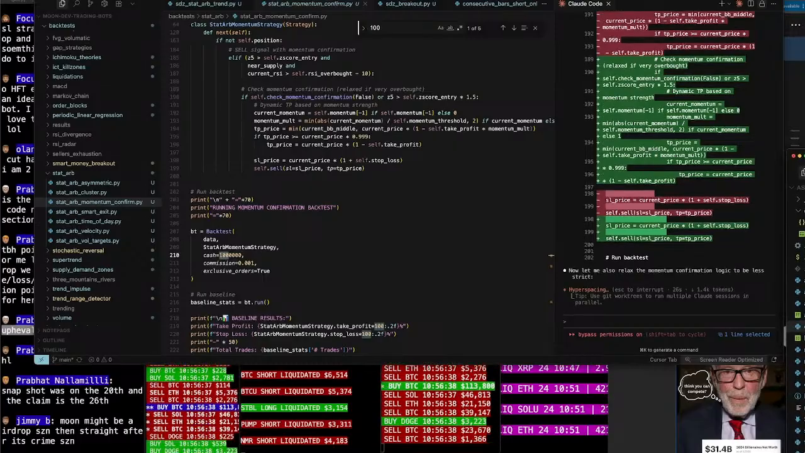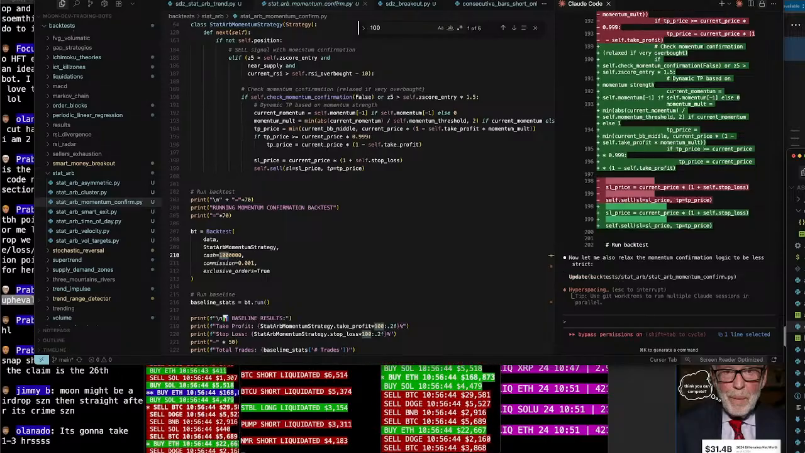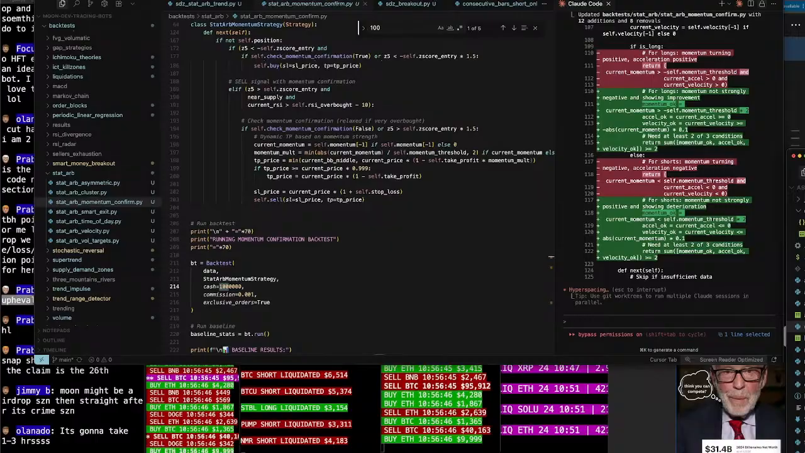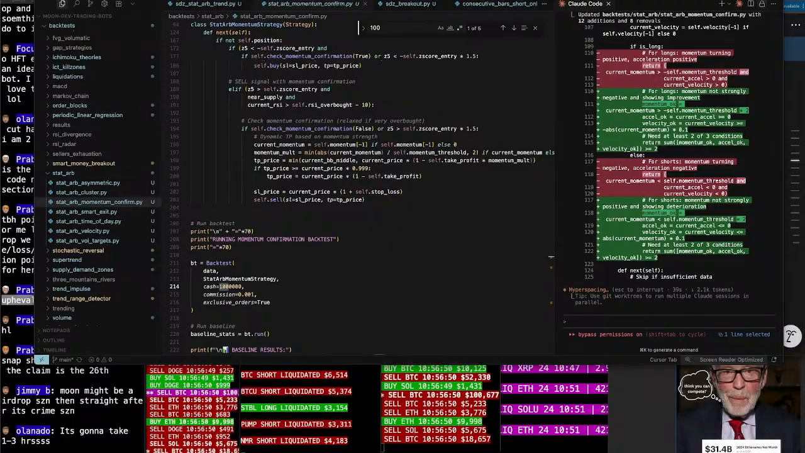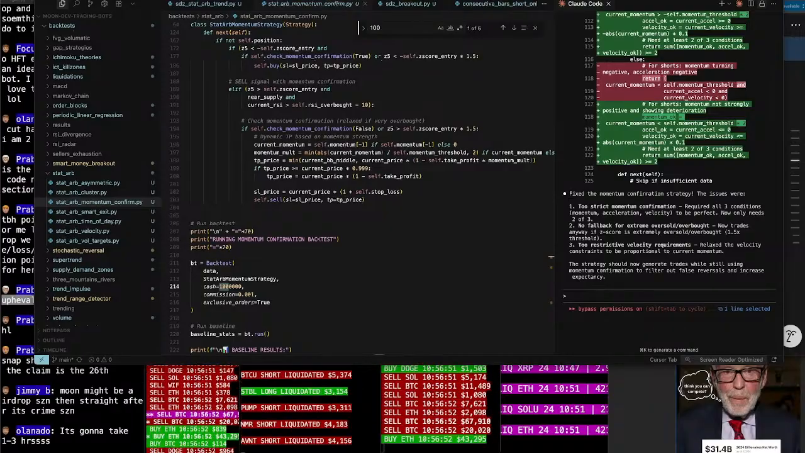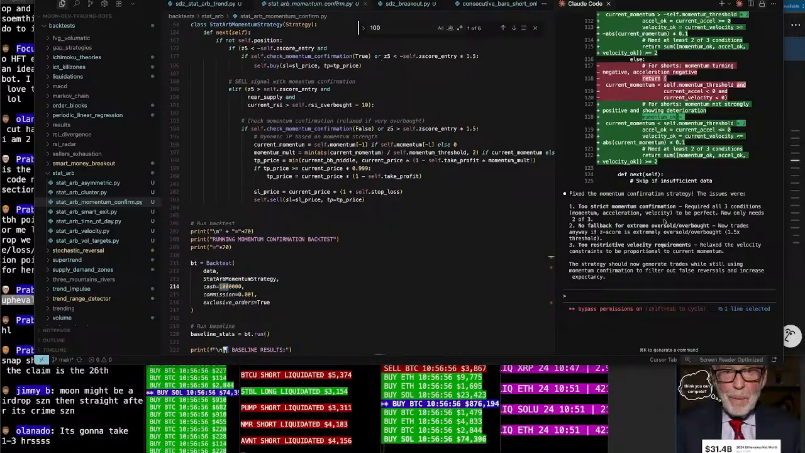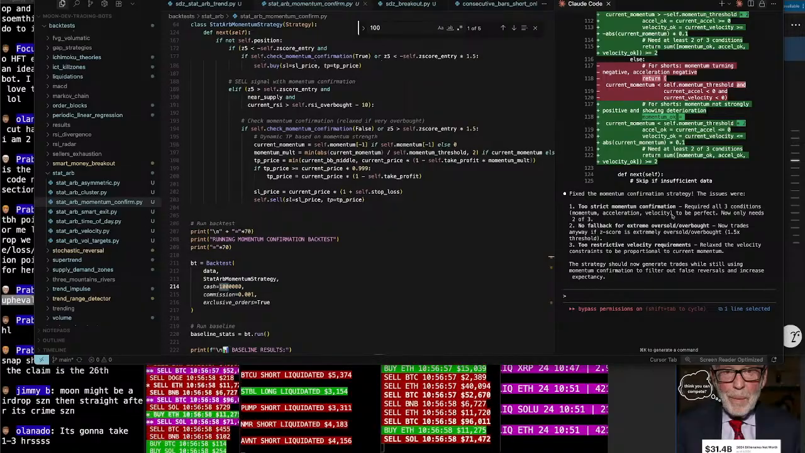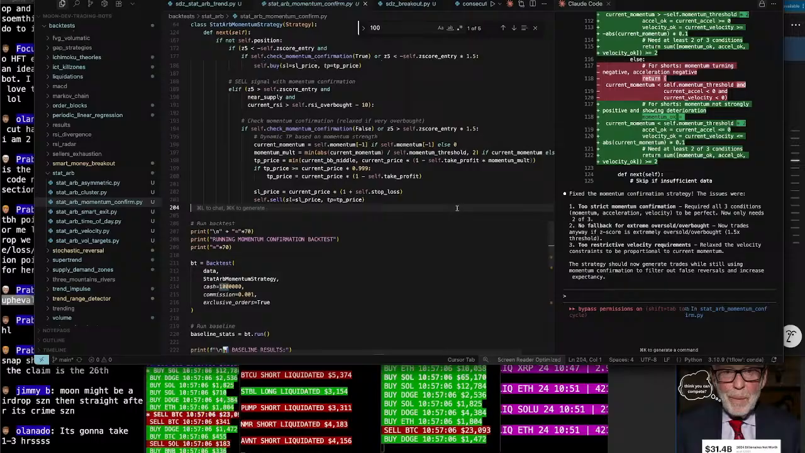Okay, let's see if this fixed it. What'd she say? Fix the equity calculation, now properly includes open positions. Perfect. Fix the momentum confirmation strategy. The issues were too strict. Momentum confirmation required all three conditions: momentum, acceleration, and velocity.